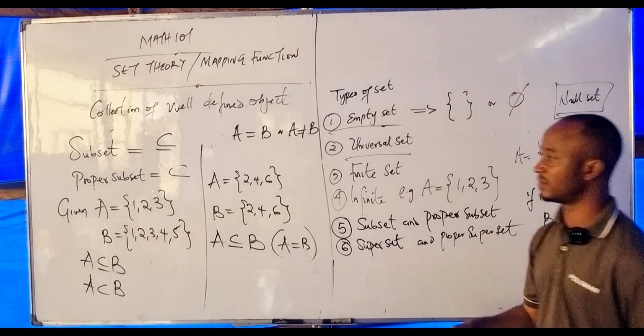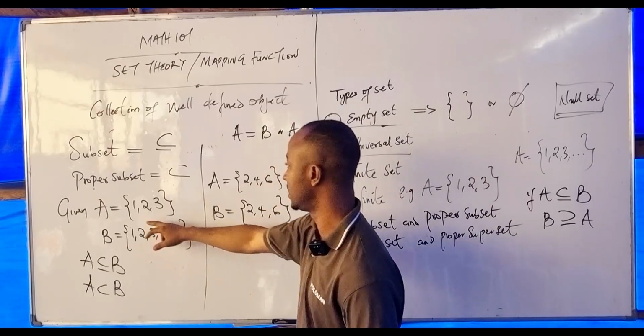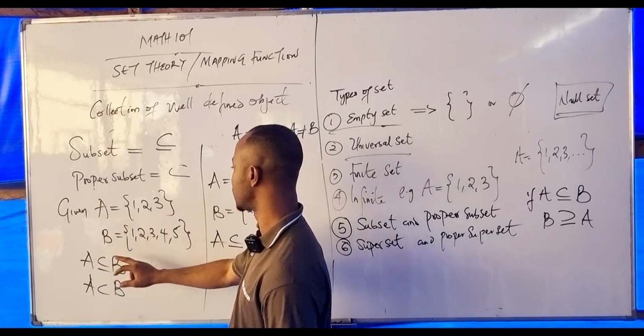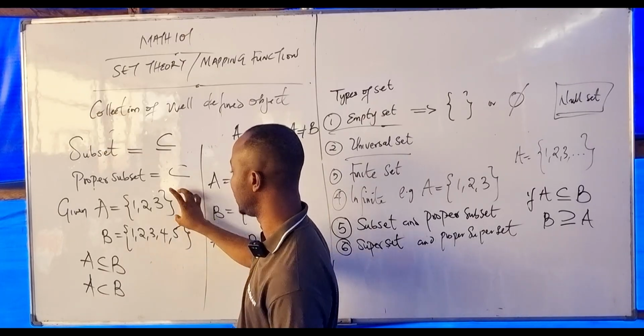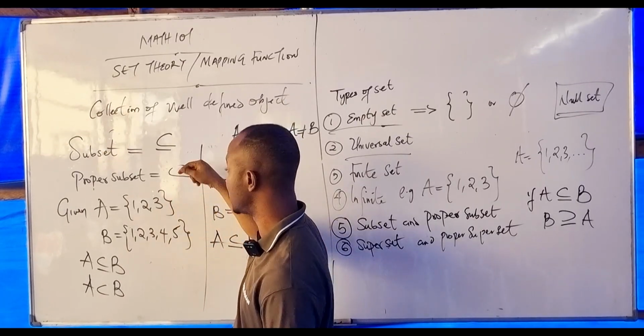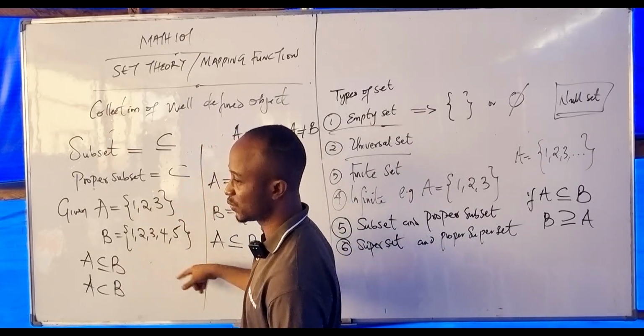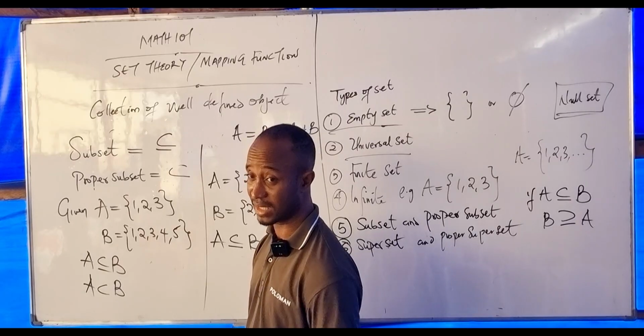So for this now, look at this. If A is 1, 2, 3 and B is 1, 2, 3, 4, 5, that implies that A is a subset of B, and that implies B is a superset of A. Is that clear?